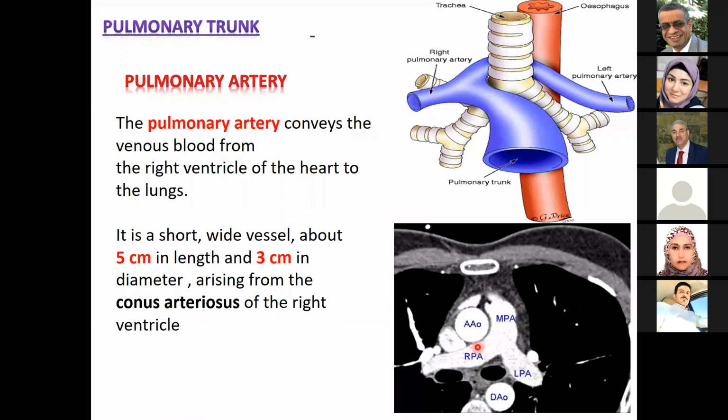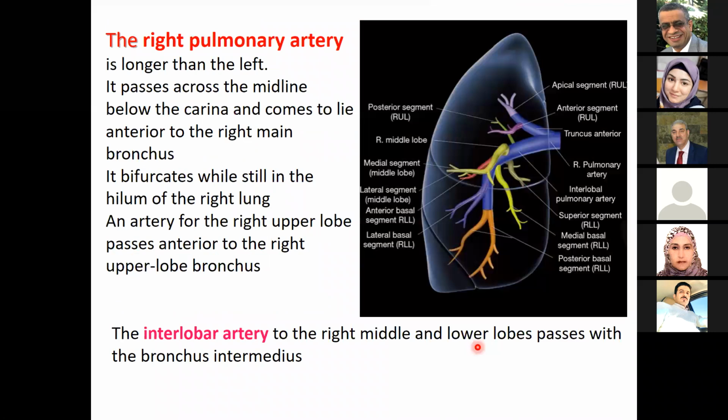The right pulmonary artery is longer than the left. It passes across the midline below the carina and comes to lie anterior to the right main bronchus. It bifurcates while still in the hilum of the right lung. An artery for the right upper lobe passes anterior to the right upper lobe bronchus. The interlobar artery to the right middle and lower lobes passes with the bronchus intermedius. This is the right pulmonary artery with its segmental arteries.